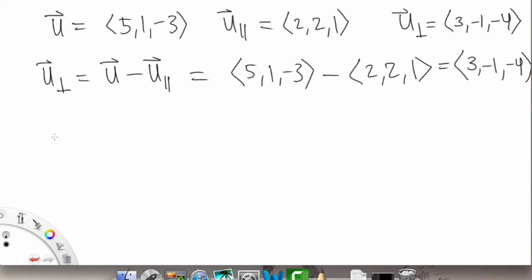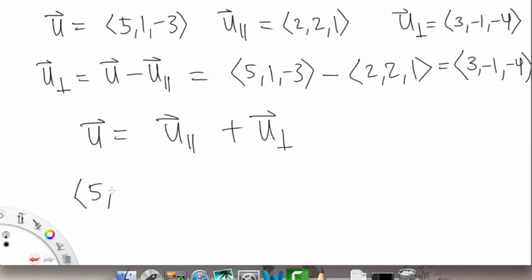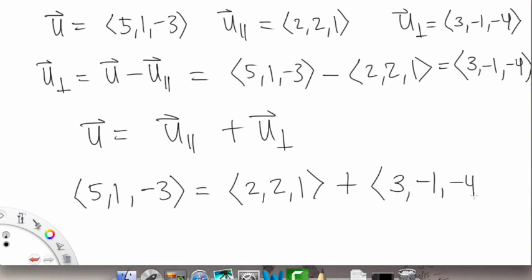Okay, so our decomposition is going to look like the following. We want u equals u parallel plus u perpendicular, so we just plug those in, and we get (5, 1, -3) is equal to (2, 2, 1) plus (3, -1, -4). And we can always check to make sure that that's right. So we have 2 plus 3, that's 5. 2 minus 1 is 1. And 1 minus 4 is -3. Okay, so we're good.